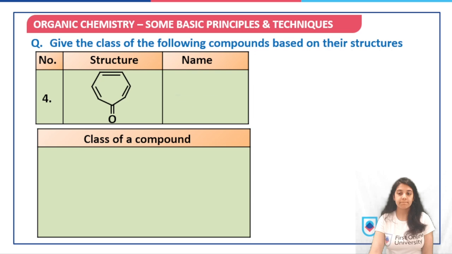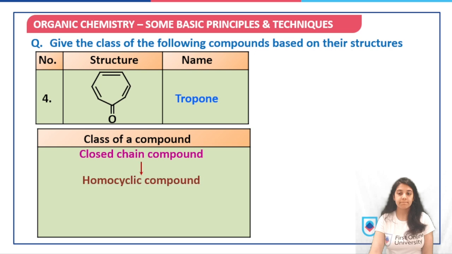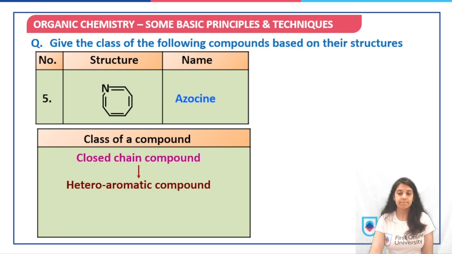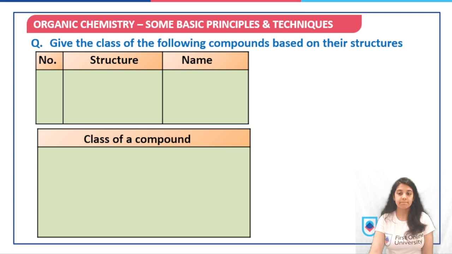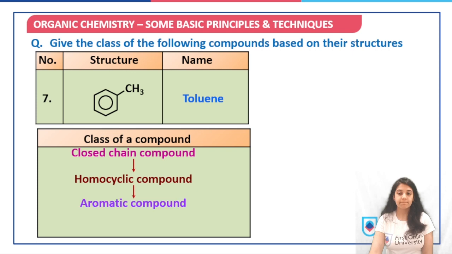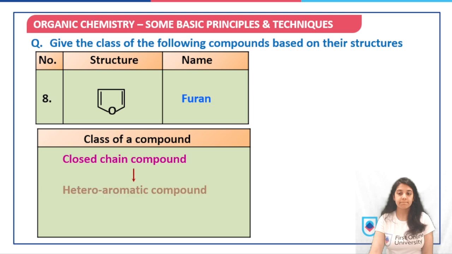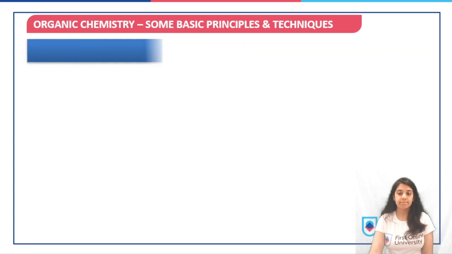The fourth one is called tropone, which is a closed chain compound, homocyclic in nature, aromatic compound, non-benzenoid. Fifth is azocine, closed chain compound, heteroaromatic, non-benzenoid. Sixth is piperidine, closed chain, heteroalicyclic. Seventh is toluene, closed chain, homocyclic, aromatic, benzenoid. Eighth is furan, closed chain, heteroaromatic compound.